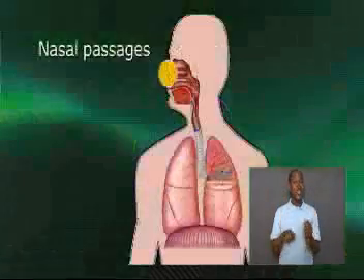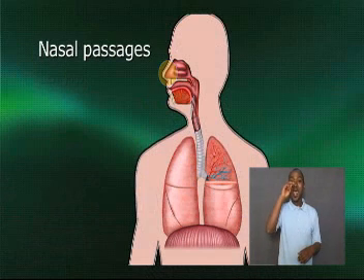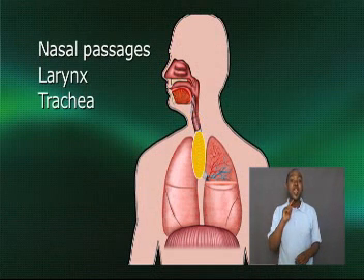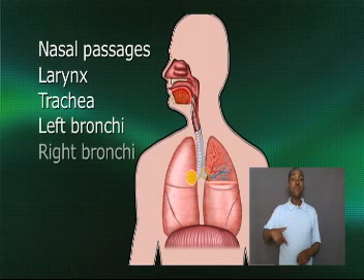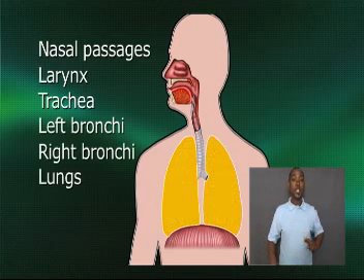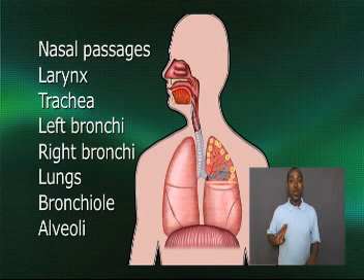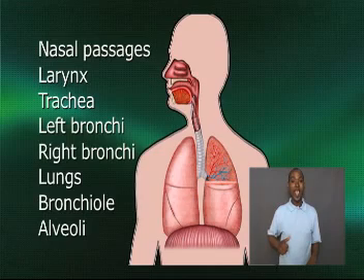I am glad to have you back. Your diagram should be labeled like this: nasal passages, larynx, trachea, left bronchus, right bronchus, lungs, bronchiole, and alveoli. I am sure you all did an excellent job. This brings us to the end of our lesson. Today, we learned about respiration by studying the structures of the respiration system.